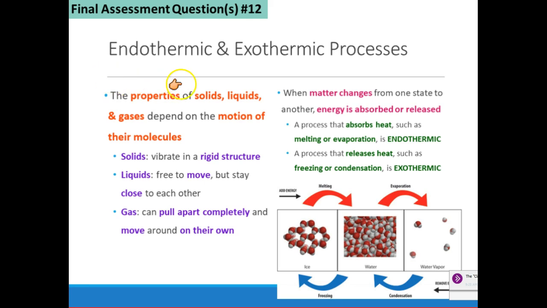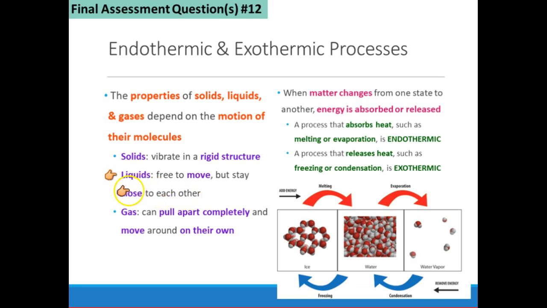So let's go back and talk a little bit more about these other states of matter. So remember, the properties of solids, liquids, and gases depend on how their molecules are actually moving. Remember that molecules move no matter what state they are in. There's no such thing as a molecule that stays completely still. It's just how fast they're moving. So in solids, for example, they're moving very, very slowly. They're actually just vibrating in place. And so that's why solids are able to stay in a rigid structure, because those molecules, while they're moving, are not moving very quickly.